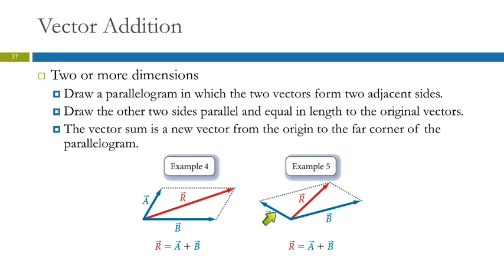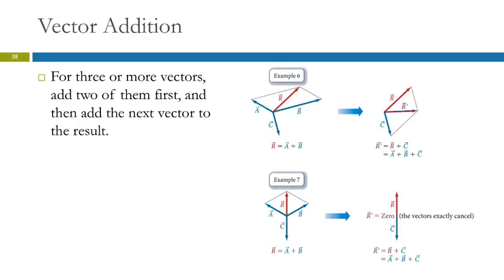Here's another example, this one going off in that direction, that one going off in that direction. This line here, we draw parallel to the A, and this we draw parallel to the B. It's a parallelogram, 2 parallel sides. And the sum of the vectors is from corner to corner. What if you have 3 vectors? Well, you add 2 first, and then you add the third. And if you had 4, then you'd add the 4th.